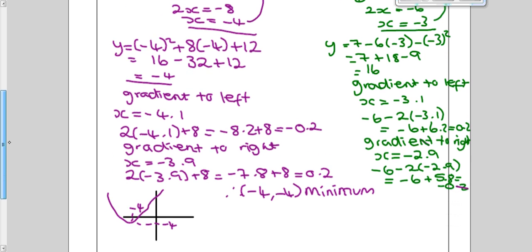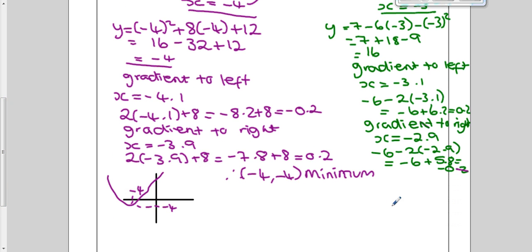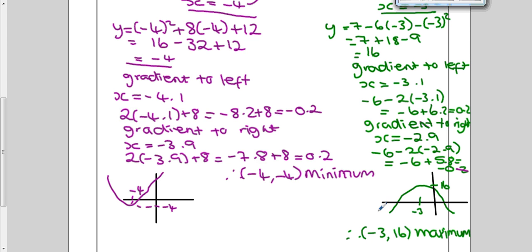So if we think about how this curve looks, we have a positive gradient to the left, then we've got our stationary point, and then we've got a negative gradient to the right. So that means that at this point, minus 3, 16, we have a maximum. And we can show this on a little sketch where it's meant to be crossing the y-axis at 7. So as you can see, my sketches aren't very accurate, but you get the general shape of what the curve looks like.